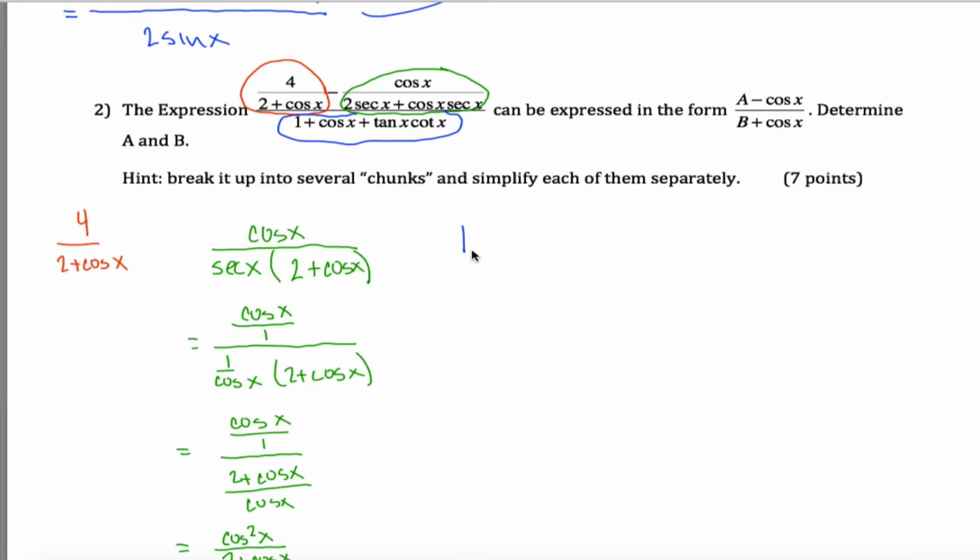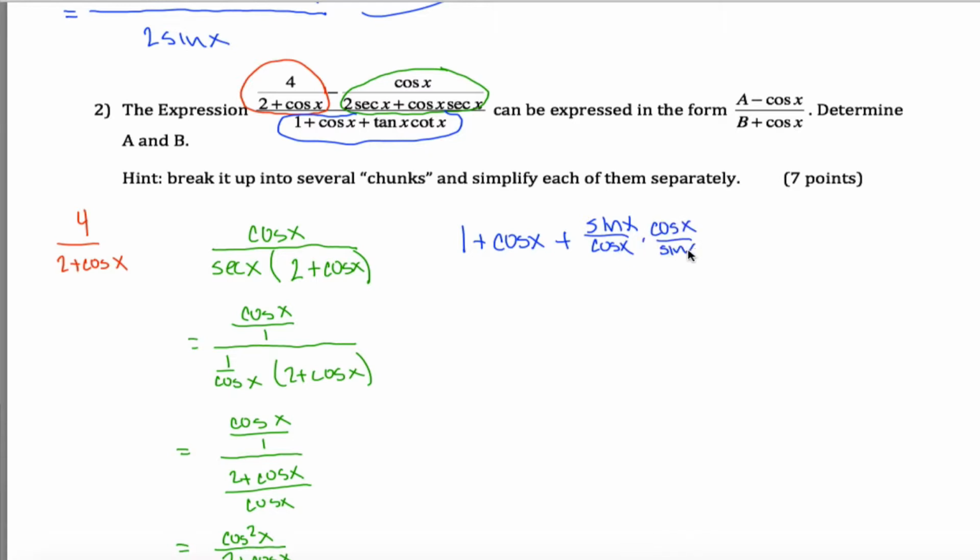I got 1 plus cosine of x plus tangent of x times cotangent of x. Wait, isn't tangent times cotangent just 1? Yes, in fact it is. If you can just see that, that's great. If not, you could change tangent into sine over cosine, and you could change cotangent into cosine over sine.